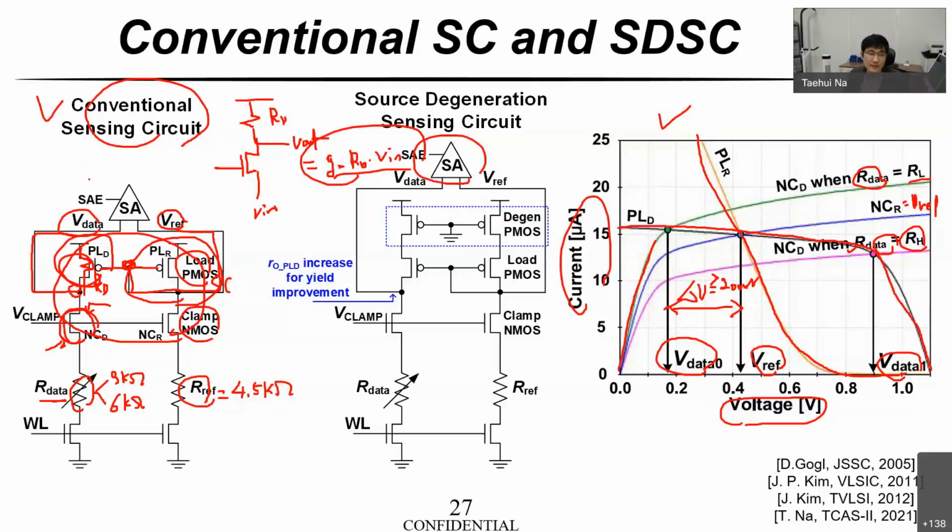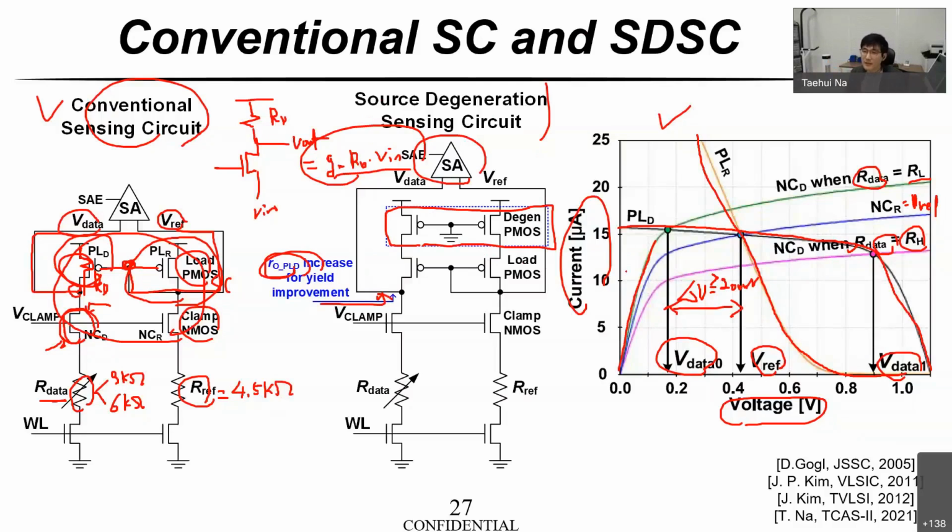That is the conventional sensing circuit, and a slightly improved version is to add this transistor. This is source degeneration, also a very popular circuit technique, adding a resistor on the source side. We can increase the output resistance significantly by using the cascode operation. If we increase the output resistance, then we can increase the sensing margin. So it is another simple technique to improve the sensing margin.